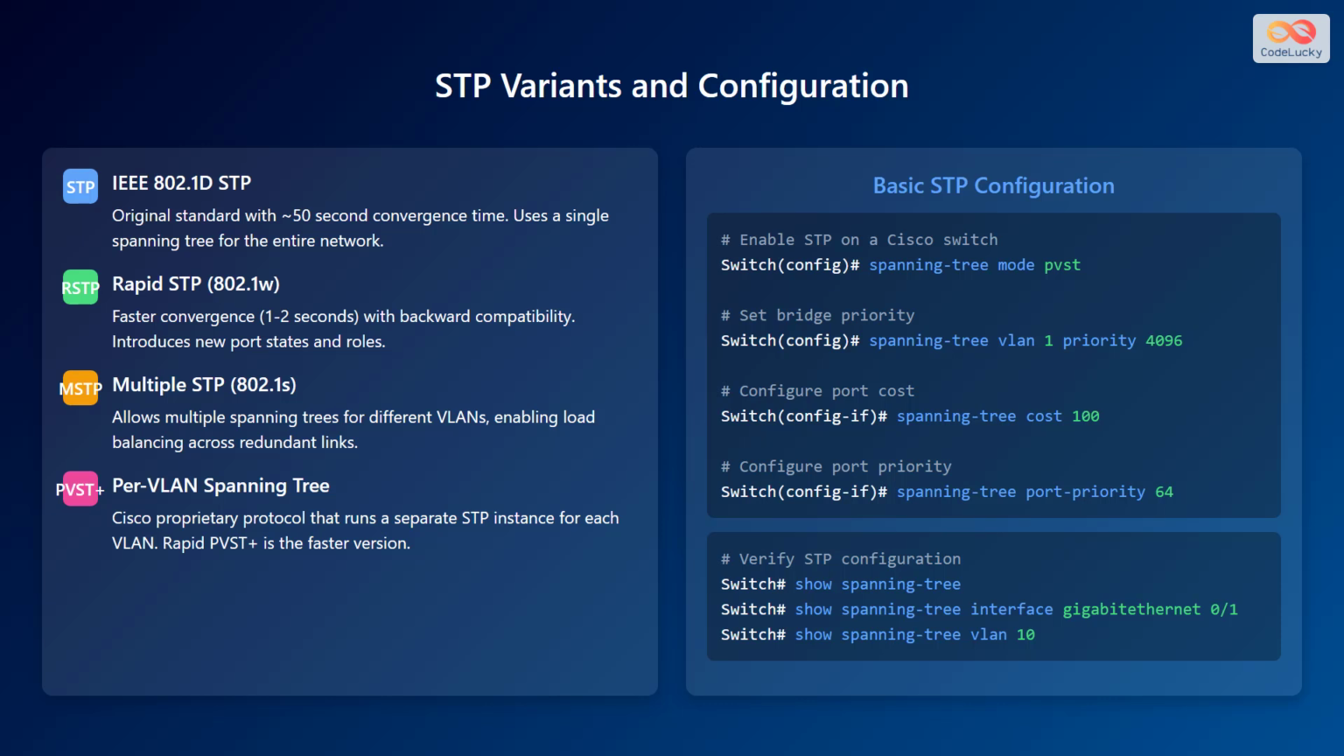Basic STP configuration involves enabling STP, setting bridge priority, and configuring port costs and priority. You can verify STP configuration using show commands.